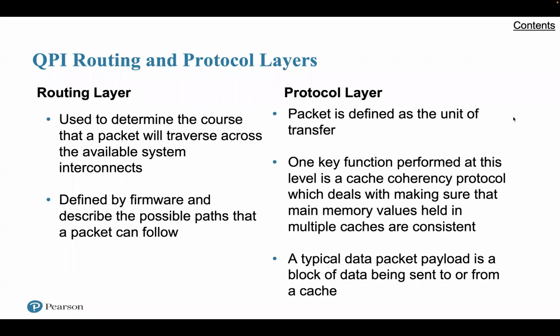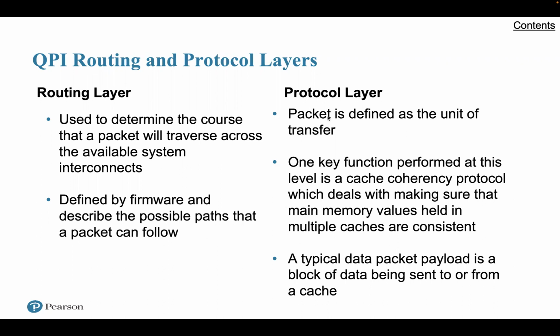Okay, here is the final chart on QPI. I'll quickly go over this and then just review simply because this is probably complicated and maybe hard to follow. So we have two other protocol layers that we want to be thinking about, the routing layer and the protocol layer. The routing layer is used to determine the course that a packet will travel across the available system interconnects, and it's defined by firmware and describes the possible paths that a packet can follow.